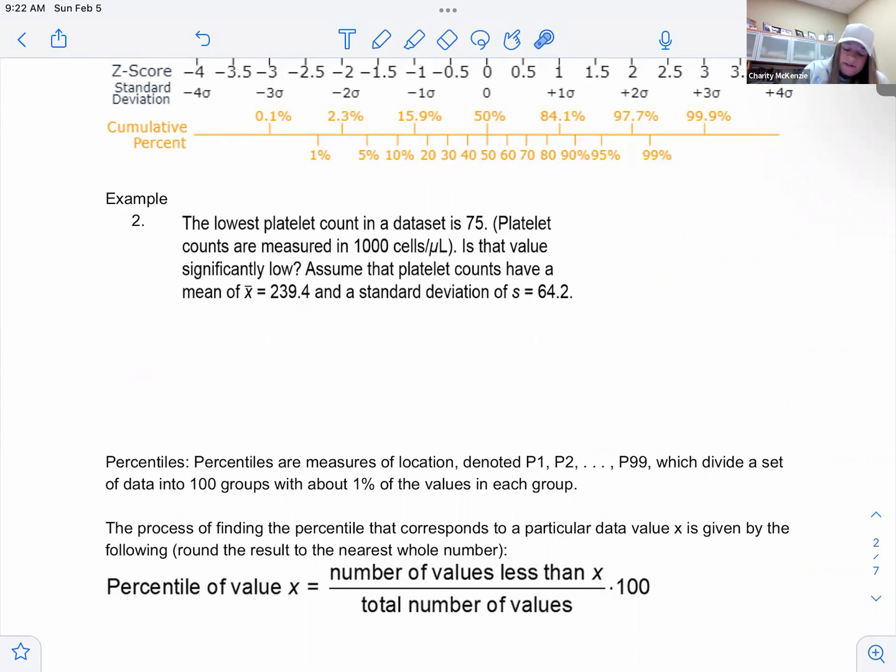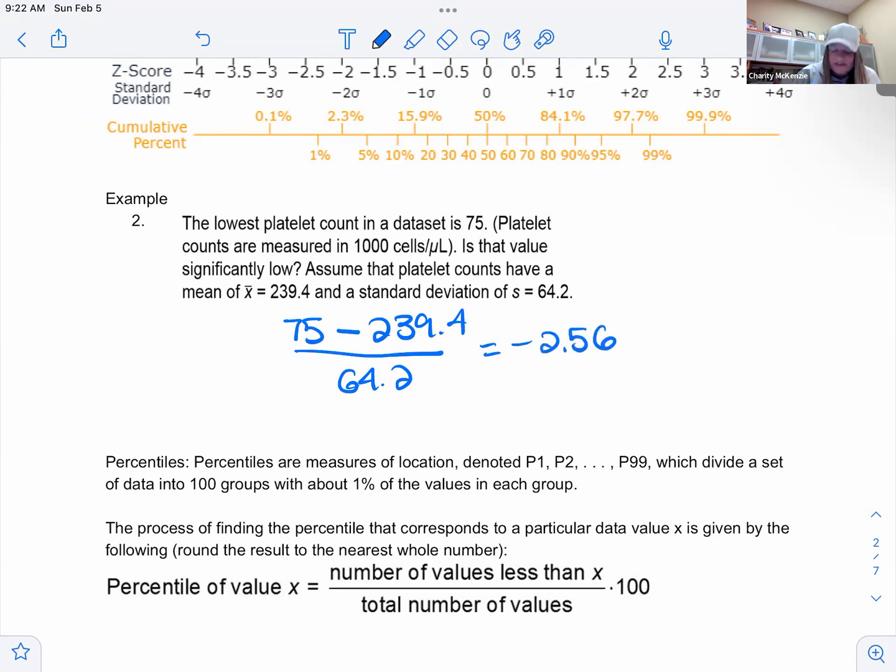So again, we're going to do the z-score. So we take 75, our value, subtract the mean, divide by the standard deviation. Let me put that in my calculator. And I'm going to get negative 2.56. So yes, this is significantly low.